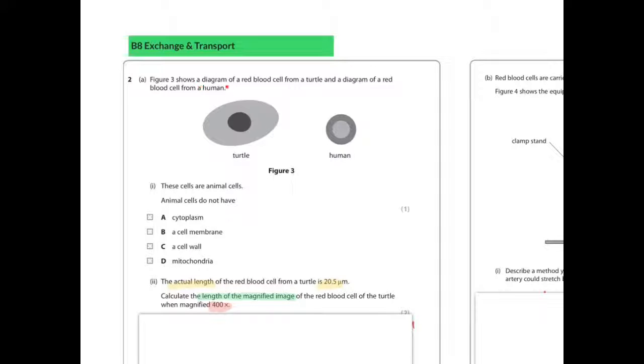Figure 3 shows a diagram of a red blood cell from a turtle and a diagram of a red blood cell from a human. These cells are animal cells. All cells have a cytoplasm, and all cells have a cell membrane. Only bacteria and plant cells have a cell wall, and only animal and plant cells have a mitochondria, not a bacteria cell or prokaryote. So animal cells do not have a cell wall.